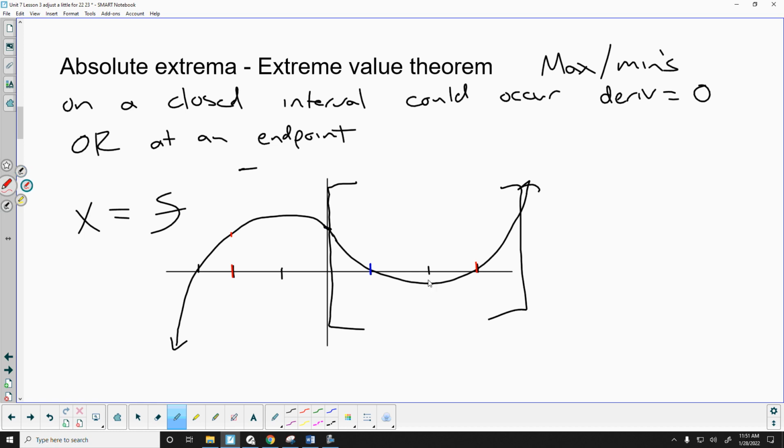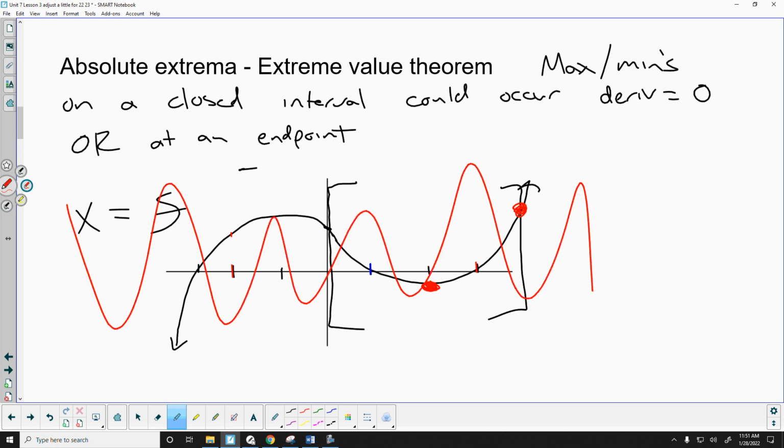You would say, okay, when the derivative equals 0, that's there, but then the max would be here at an endpoint. I don't want that to confuse you, so if this doesn't make sense to you, don't worry about it.